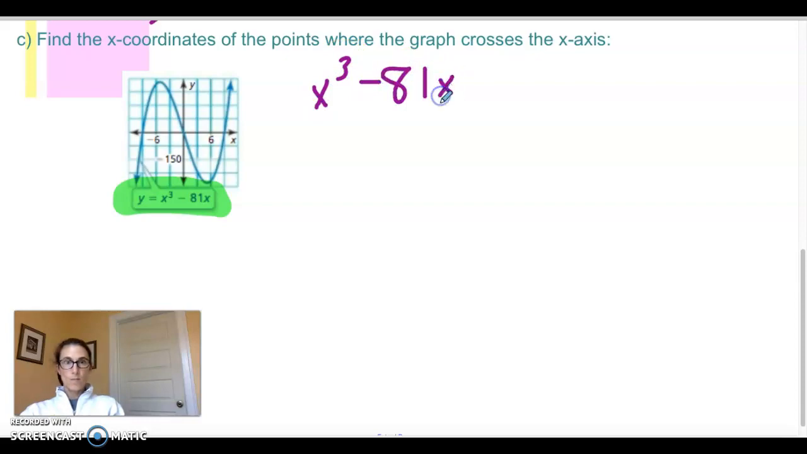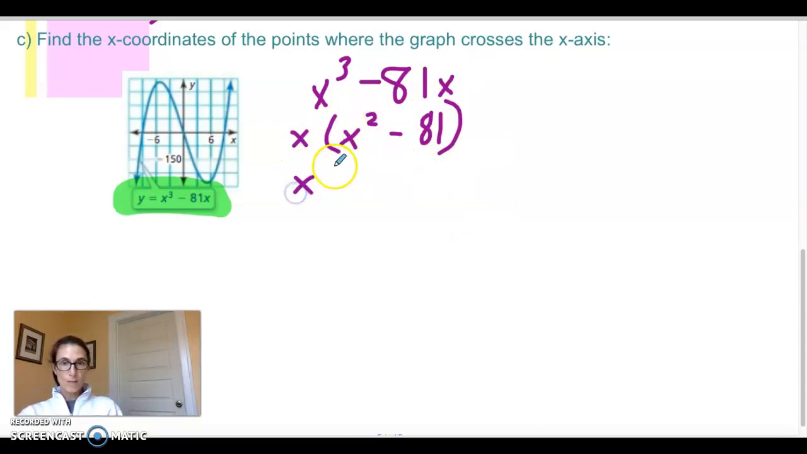So the first thing I want to do is take out a greatest common factor, which for this equation is just an x, right? That leaves us with x squared minus 81, if you take one of the x's away. What I notice is that 81 is a perfect square and x squared is a perfect square, so this is a difference of two squares. So what I'm left with is x times (x plus 9) times (x minus 9), since the square root of 81 is 9.